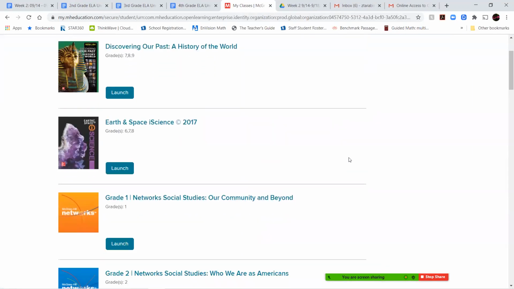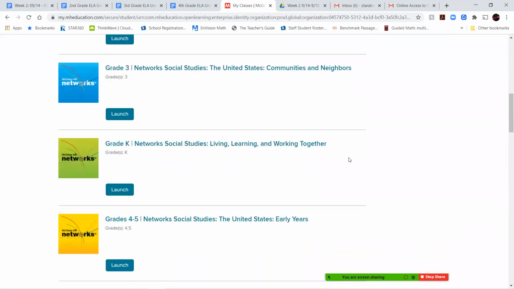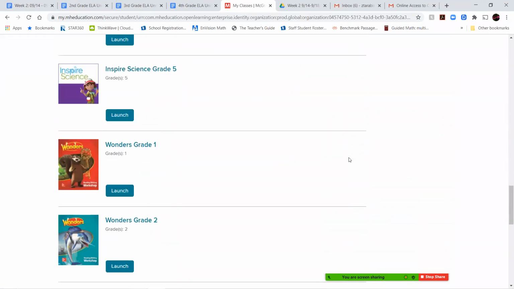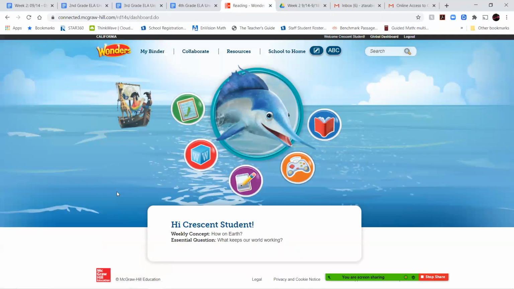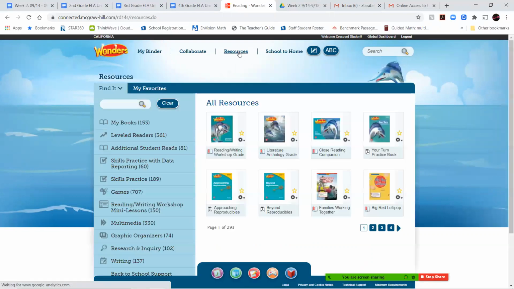So when you first log in and you want to go to language arts, you're going to go all the way down to the bottom until you see where it says Wonders. So for second grade Wonders, we're going to open the second grade Wonders book by pressing the launch button. This is what you're going to see in front of you when you first sign in. Now, the easiest way to do this is to go to Resources, and I want you to go to your literature anthology. This is your big book. So if you don't have your big book with you, you can open it online.